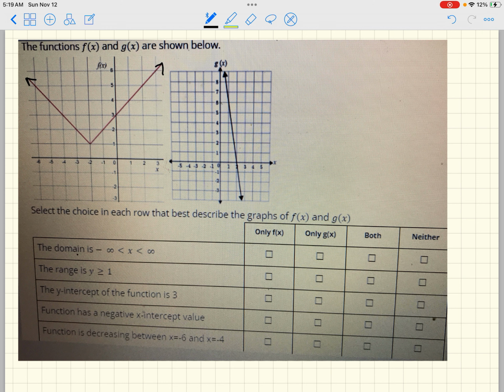When we're looking at the domain, that's your x values. These go forever to the left and forever to the right, so both of them are going to be that.